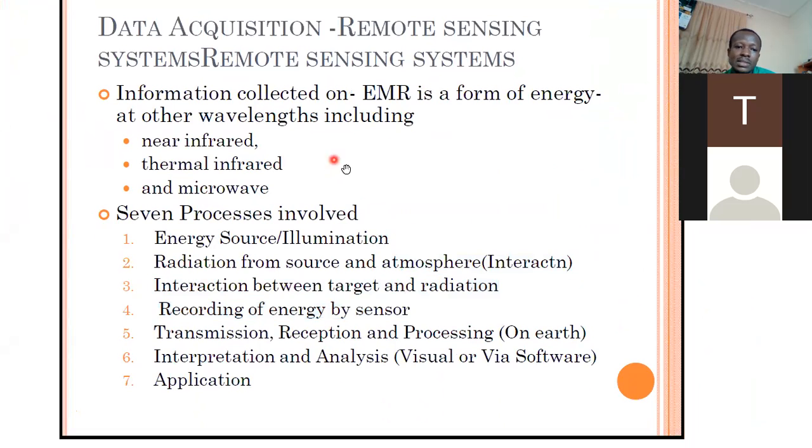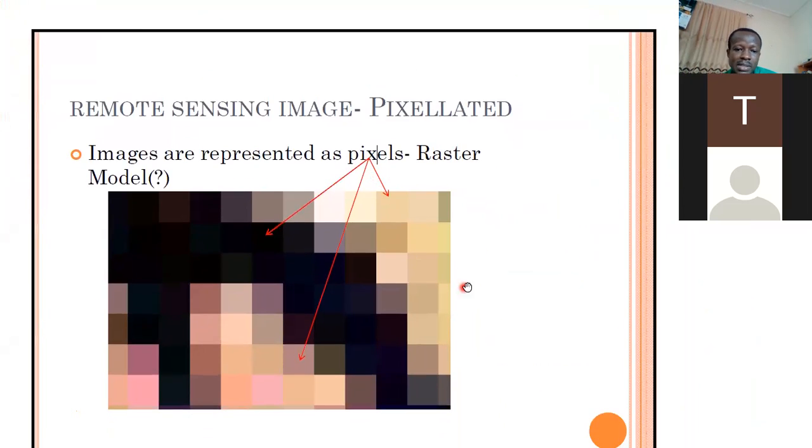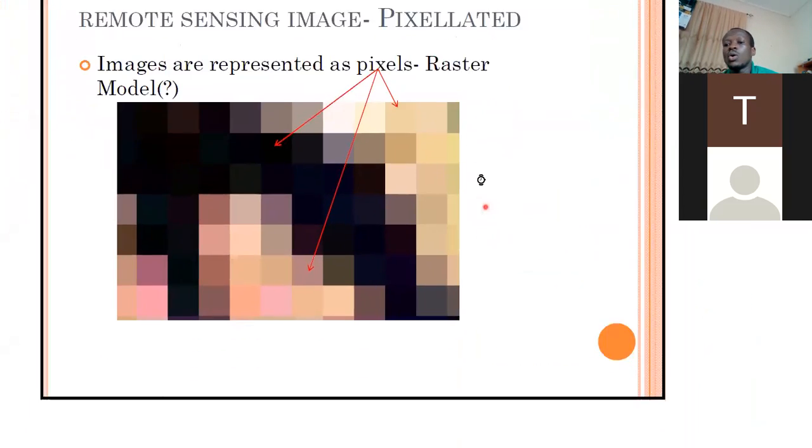Okay. This is a little bit more on remote sensing. This is how pixels look like in an image. Are you okay? Yeah. So every single square contains just one color, etc. And then the color tells us what is there. Is that okay? All right.